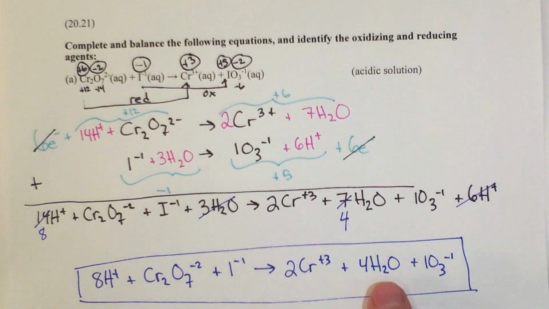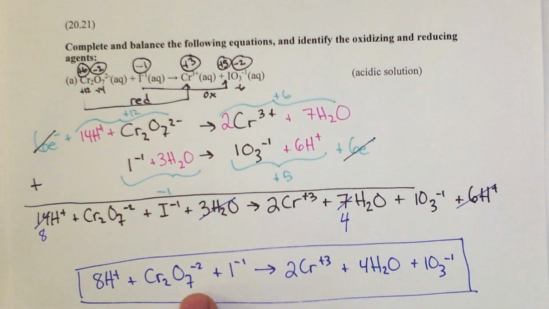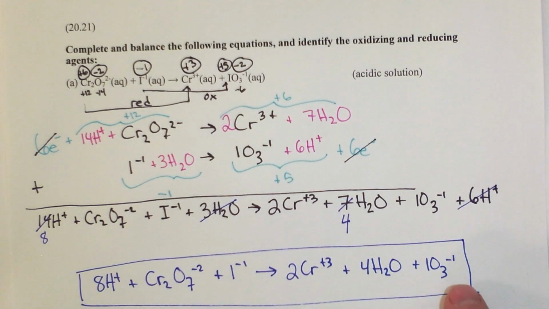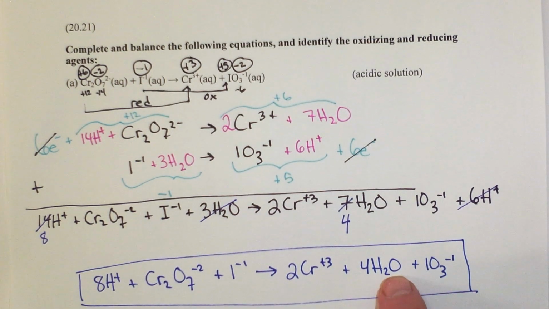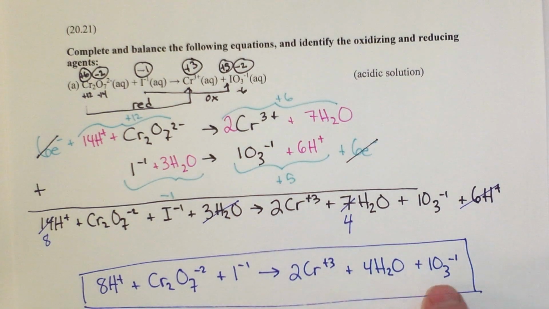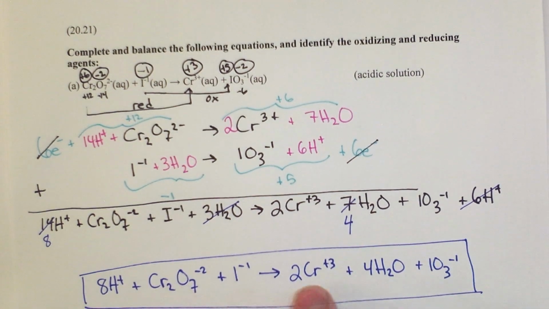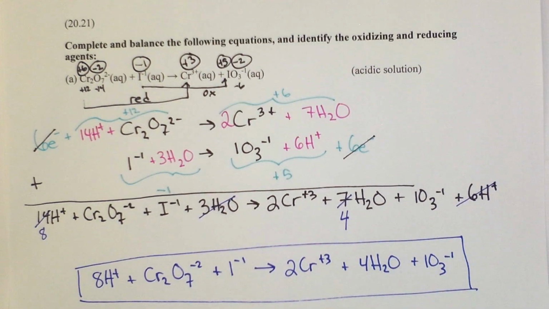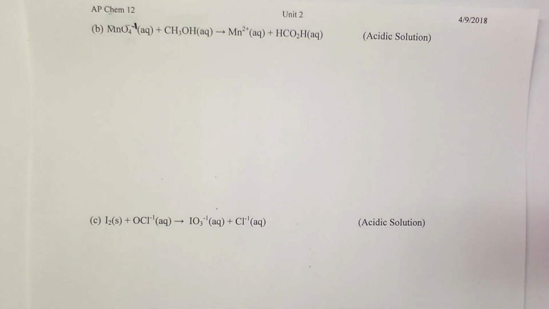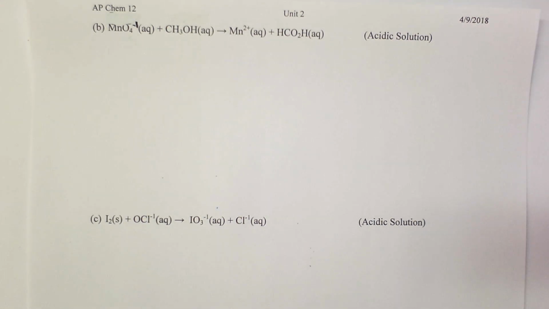We have 8 hydrogens and 8 hydrogens. We have 7 oxygen, and 3 plus 4 oxygen is 7. 1 iodide, 1 iodide. 2 chromium, 2 chromium. This is definitely balanced. So if you've taken a little bit of a break to do these questions, hopefully you'll be able to go through them with me and check to see how you did.